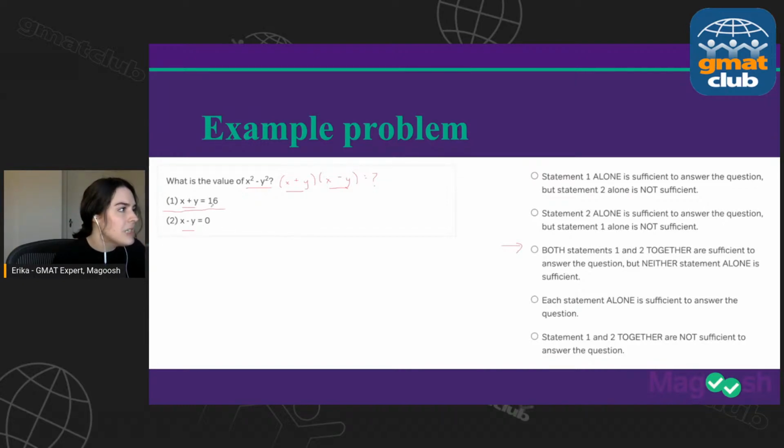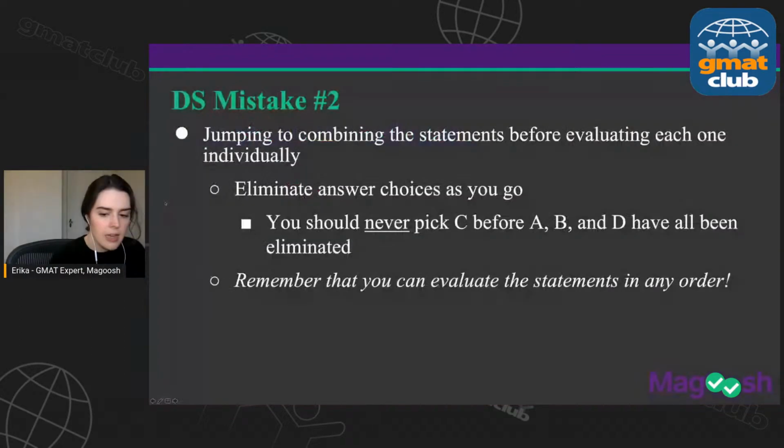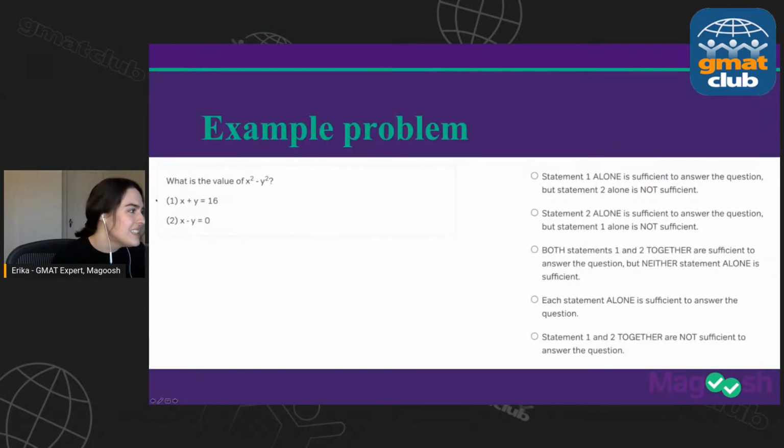Okay, so let's first process statement 1. This tells me that x plus y is 16. So I can plug that into my equation and I get 16 times x minus y. Well, I still don't know what x minus y is. If it's 2, my answer is going to be 32. If it's 1, my answer is going to be 16. I have no idea. So statement 1 alone is insufficient, and we can rule out A and D.